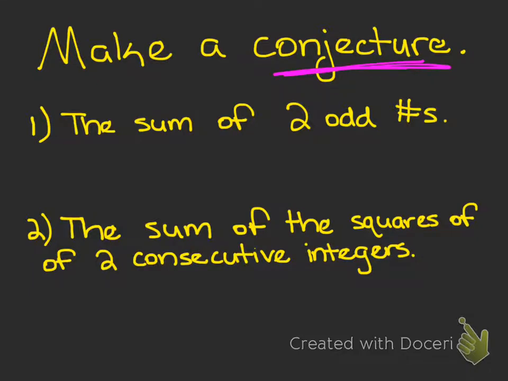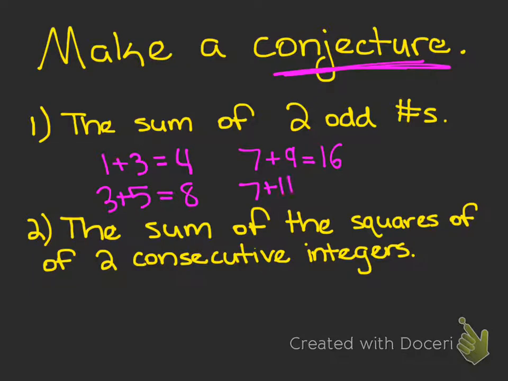Well, let's just look at a few cases. So 1 and 3, those are odd. 1 plus 3 there is 4. Okay, let's see what else. 3 plus 5 is 8. Those are odd numbers. Let's see. 7 plus 9 is 16. And so on. So you can see, you've probably already figured out a pattern. 7 plus 11, it didn't say they had to be consecutive, is 18.